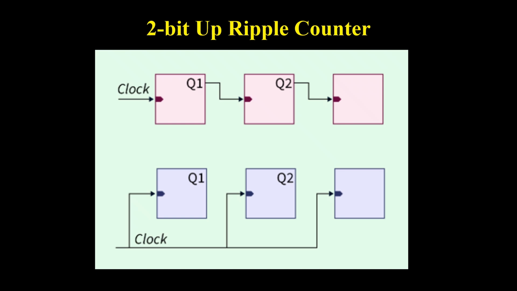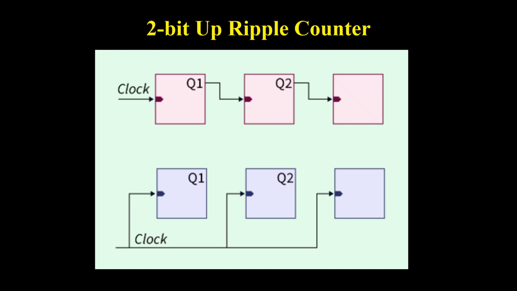Because of this, problems like decoding error and skipping of counts may happen. Due to these limitations, asynchronous or ripple counters are not preferred for high-speed applications. This problem can be solved using synchronous counters. In synchronous counter, all the flip-flops receive the clock signal at the same time. Because of this, the delay problem is greatly reduced and the counter works much faster.